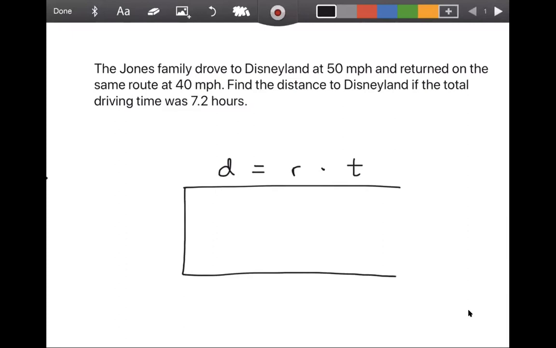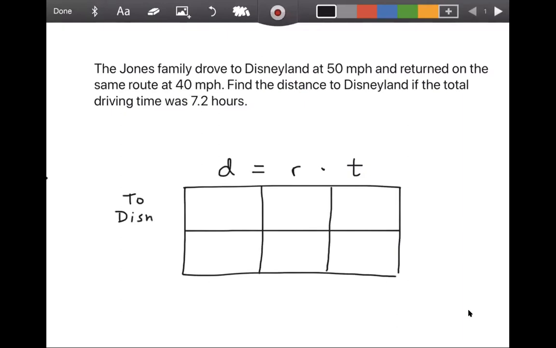Typically, these distance problems will have a trip that involves two parts. And I'm not going to lie to you, these problems do take practice. I know they're challenging. Just hang in there, you'll get it. In this case, the two parts of the trip are the trip to Disneyland and then the trip home from Disneyland.